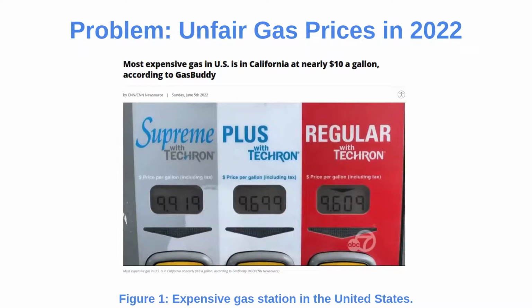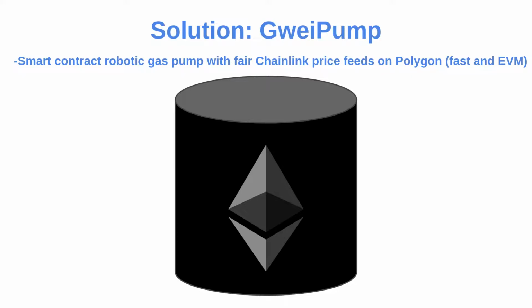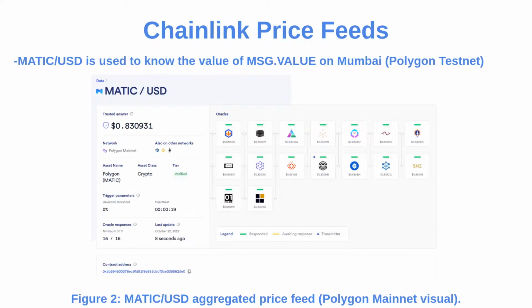Unfair oil prices are a problem for unaware consumers and honest merchants. For example, gas was almost $10 a gallon in the United States at one gas station in 2022. GweiPump is a fairer price robotic gas pump using Chainlink Oracle price feeds. Polygon is a fast EVM chain that has Chainlink oracles.